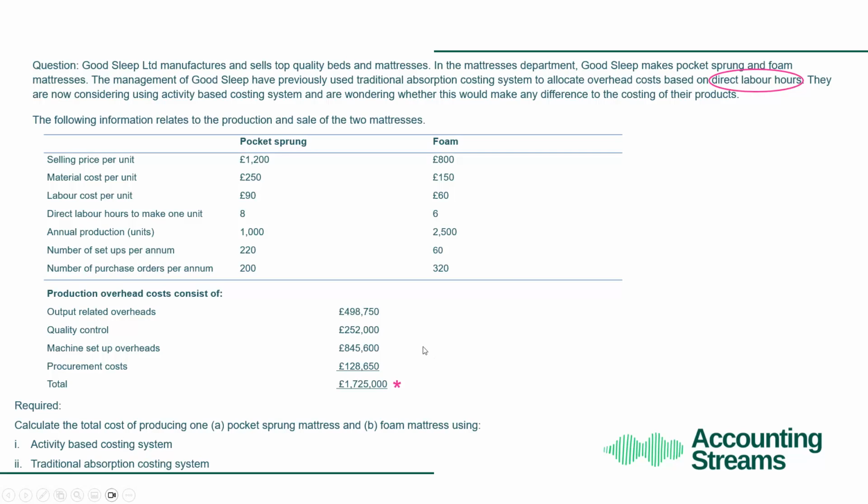In making one pocket sprung mattress, we need 8 hours, and to make one foam mattress, we need 6 hours. We also know in the question that we need to make 1,000 pocket sprung mattresses and 2,500 foam mattresses, so we can work out our total direct labor hours required for the year, which would be 8 hours multiplied by 1,000 pocket sprung mattresses plus 6 hours multiplied by 2,500 foam mattresses.